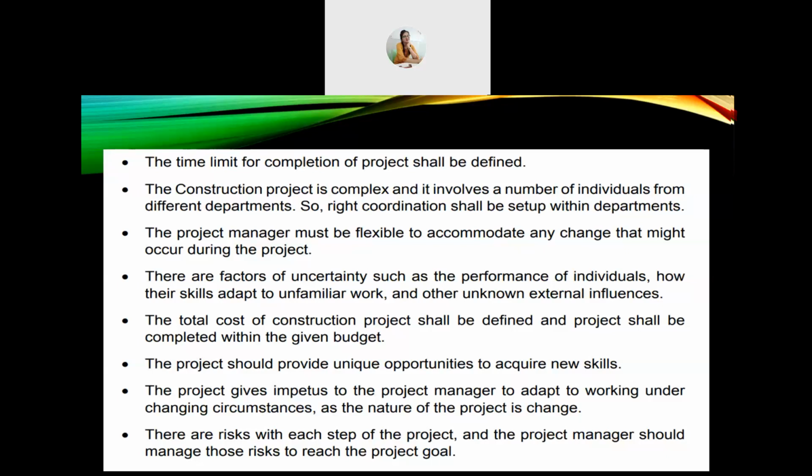There are factors of uncertainty such as the performance of individuals, how their skills adapt to unfamiliar work, and other unknown external influences. The total cost of construction project shall be defined and the project shall be completed within the given budget. The project should also provide unique opportunities to acquire new skills. The project gives impetus to the project manager to adapt to working under changing circumstances as the nature of the project is changed. There are risks with each step of the project and the project manager should manage those risks to reach the project goal.